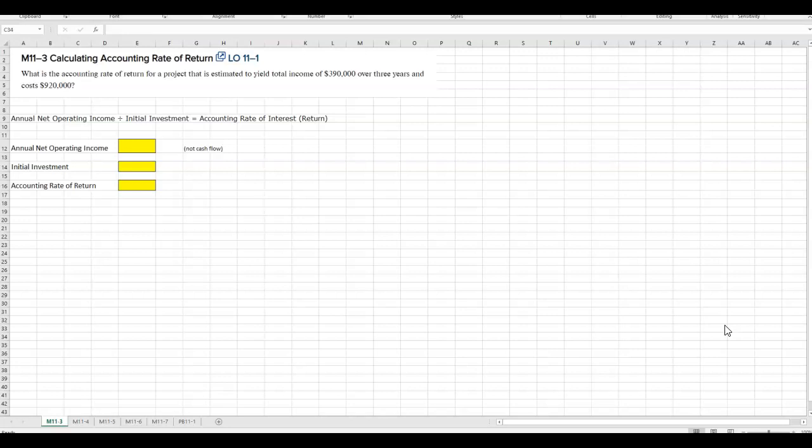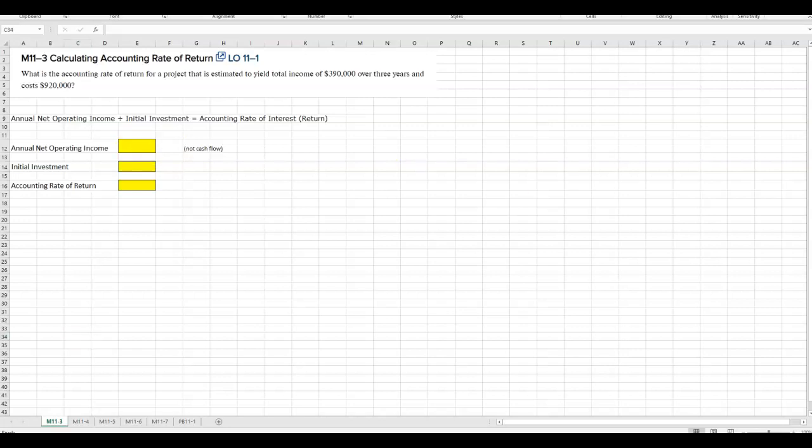That's one method. So the accounting rate of return is calculated by taking the annual net operating income divided by the initial investment. Now, on these problems, be sure that you read everything carefully because it's asking for an annual net operating income, not cash flow. Some of the formulas ask for cash flow. So annual net operating income.